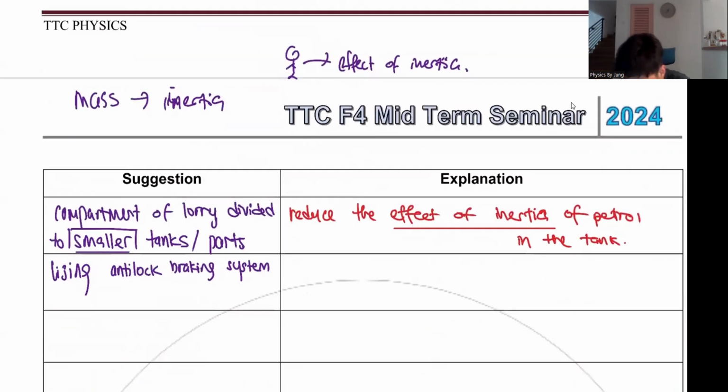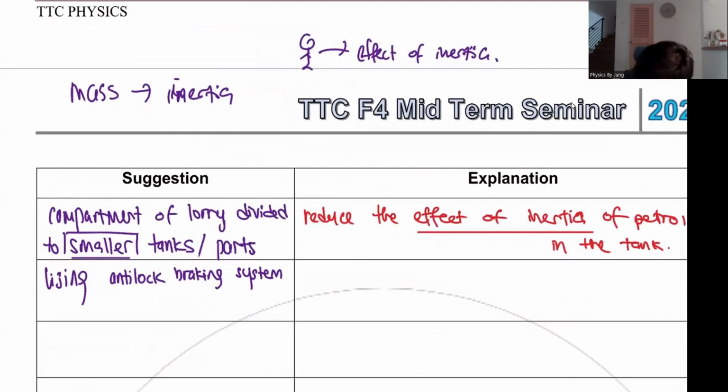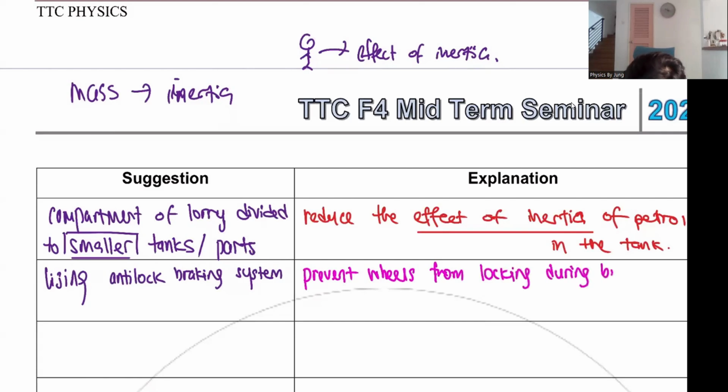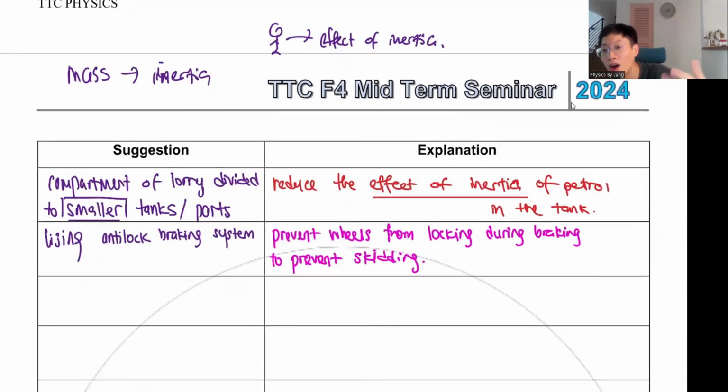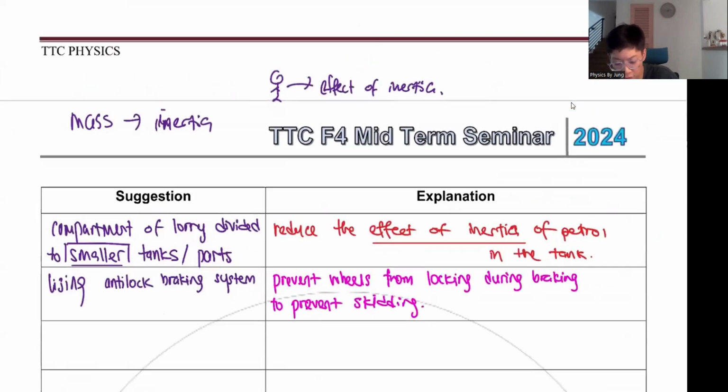Okay, now, using anti-lock braking system, we try to elaborate a bit. It prevents the wheels from locking during braking. You want to prevent the wheels from locking during braking to prevent skidding. Skidding, don't say overturning. Alright, can? Yes. Okay, next.